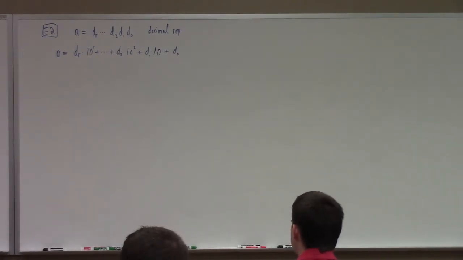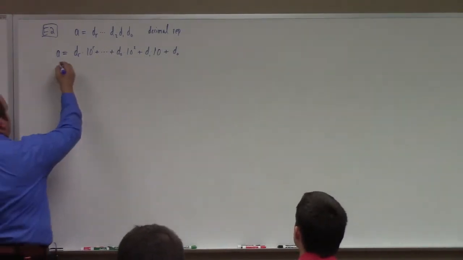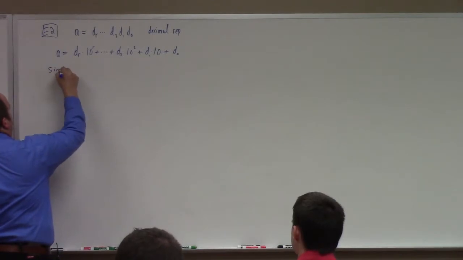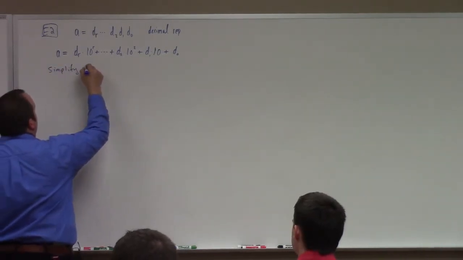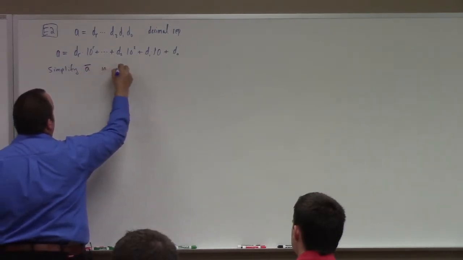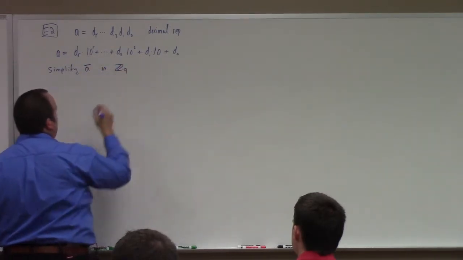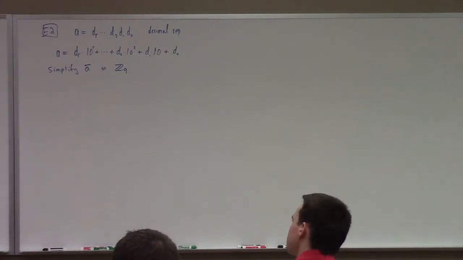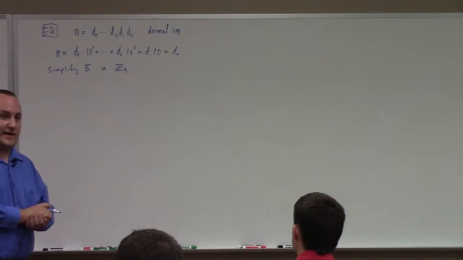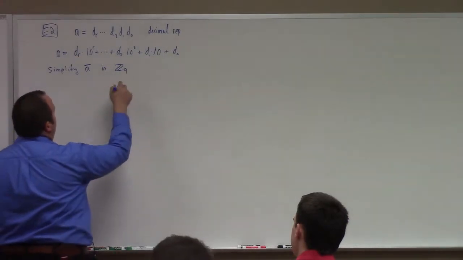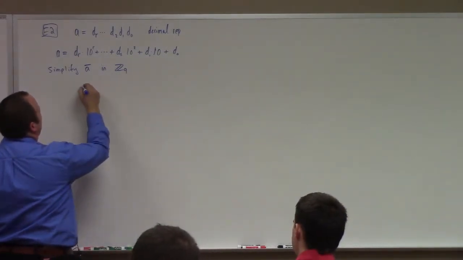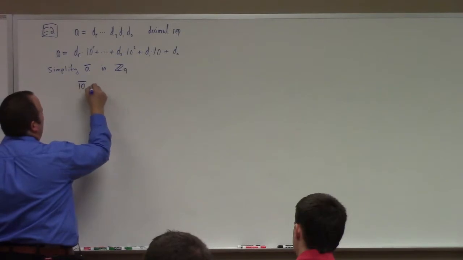And I'm just going to show you a neat calculation. Let's simplify A bar in Z9. All right. That gives us information about the remainder of A upon division by 9, right? And so the basic fun fact to notice here is that 10 is equal to 1.